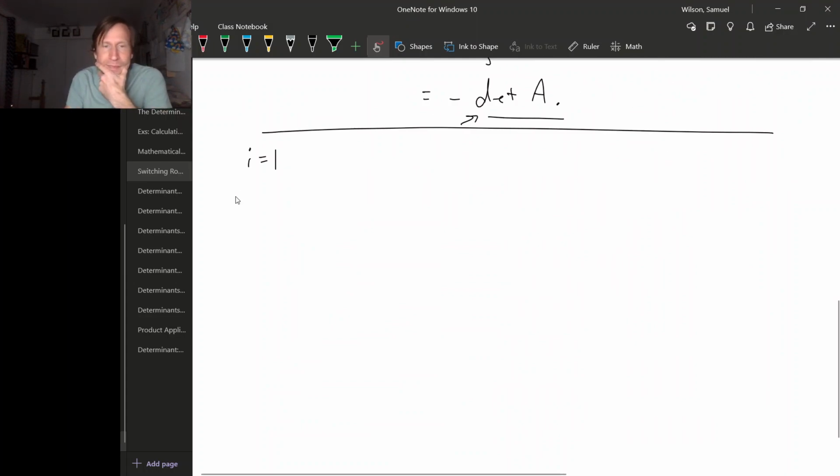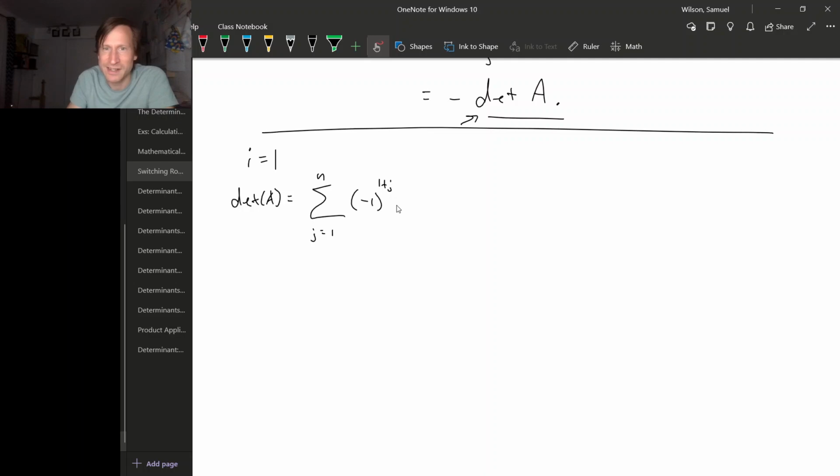So let's write out the determinant of A. The determinant of A is, written the usual way, the sum from j equals 1 to n of minus 1 to the 1 plus j times a_1j times the minor of A in the 1j position. Okay, but this minor is itself a determinant, right? That's the definition of the minor. It's the determinant of the matrix you get by removing row 1 and column j.